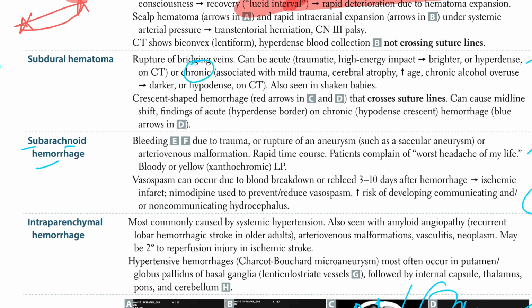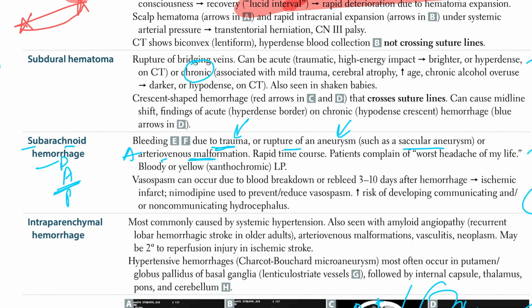Then we have this subarachnoid hemorrhage. Subarachnoid hemorrhage is under the arachnoid. So again, you had a pad, PAD, right? So under arachnoid is going to be subarachnoid. It is bleeding due to trauma, rupture of an aneurysm, such as a saccular aneurysm, saccular high yield, or AV malformations.